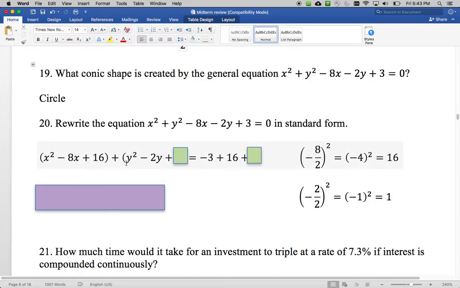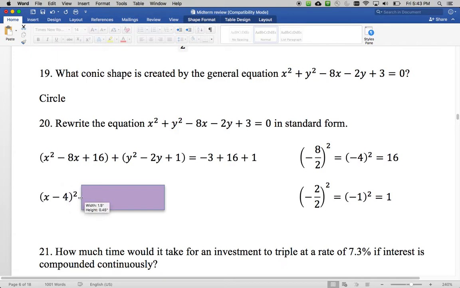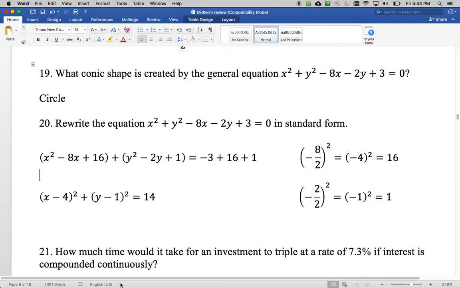And then for the perfect square for y, we're taking this negative 2 divided by 2, squaring it. Negative 2 divided by 2 gives us negative 1 squared is 1. So we're going to add a 1 here and here. And then we now have perfect squares, so we can write that as x minus 4 squared. The reason why I know it should be a minus 4 is because this is what I have over here. Remember, that's going to tell you the number you're adding or subtracting. And then plus y minus 1 squared. And then when I add up the negative 3 plus 16 plus 1, I get 14.